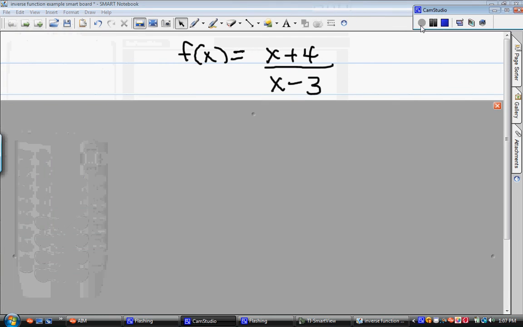Most of the graphs that are not 1-to-1 will be parabolas, so chances are really good if your graph is not a parabola, it is 1-to-1. Now that we've answered that question, we can move on to step 2.